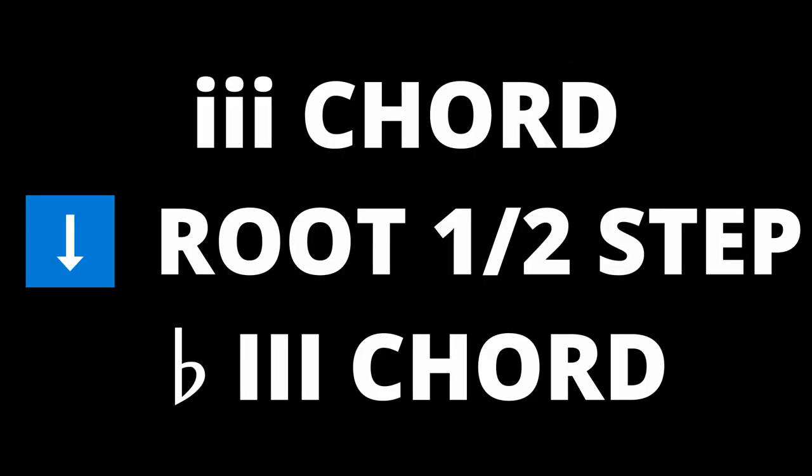If you take its root note, drop it by a half step or semitone, and then build a major chord triad from this new root, then you create a flat 3 chord. You can also think of this as a borrowed chord from the parallel Phrygian key.